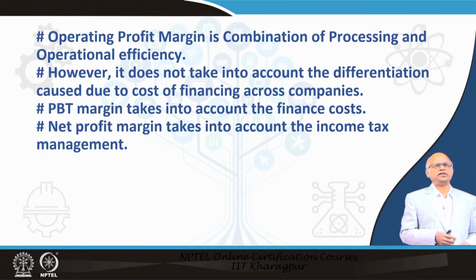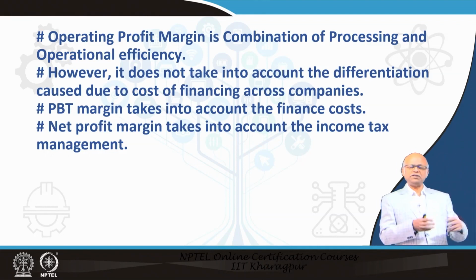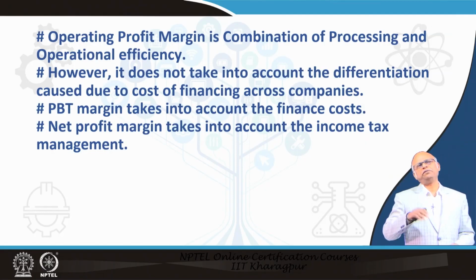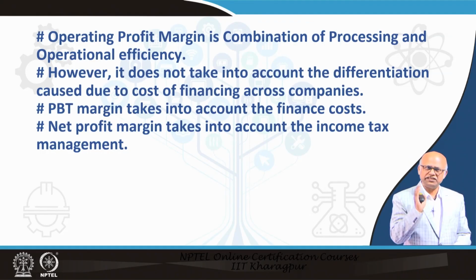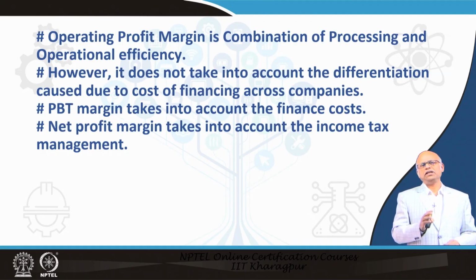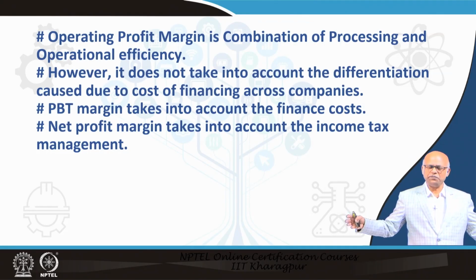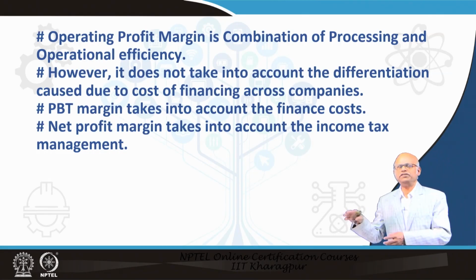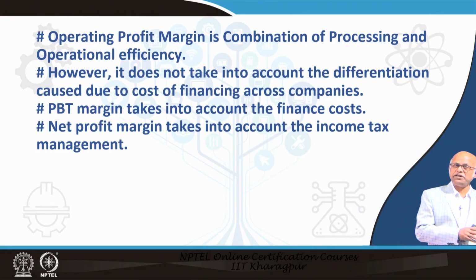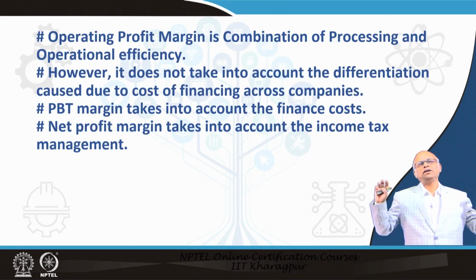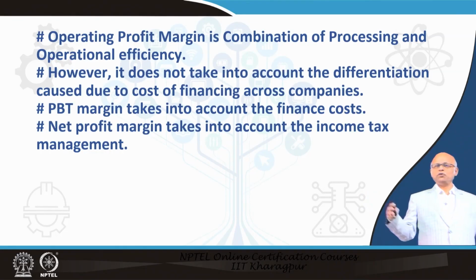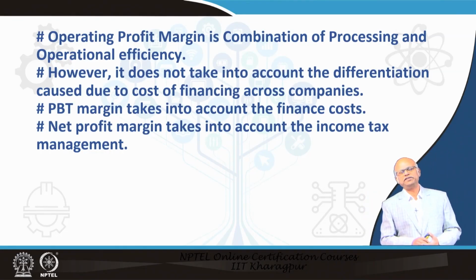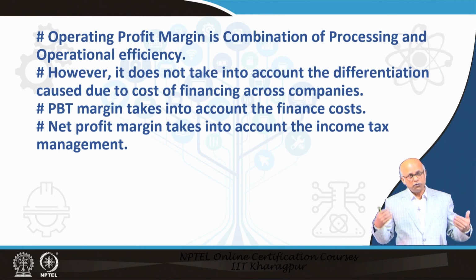However, it does not take into account the differentiation caused by the cost of financing across companies. Some company's operating profit is estimated before allowing interest cost. So, operating profit percentage does not include interest cost. Therefore, if you are comparing two companies, one with no interest payment and another with high interest payment, operating profit margin may give a different impression about their real performance moving forward, meaning on a net profit percentage basis. That is why we have to estimate more and more profit.